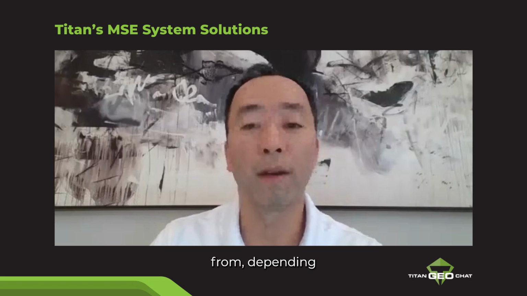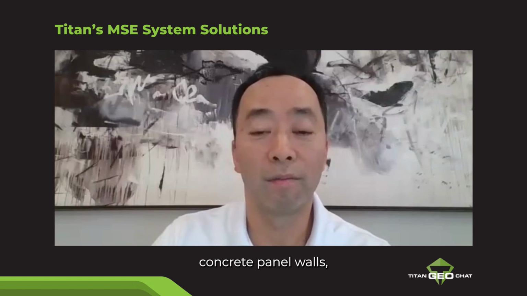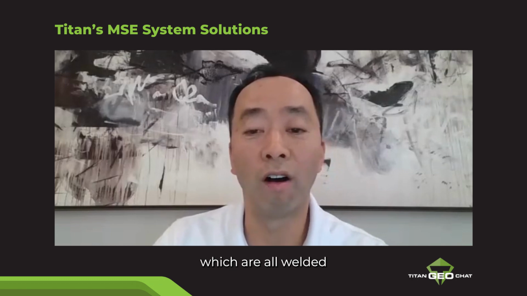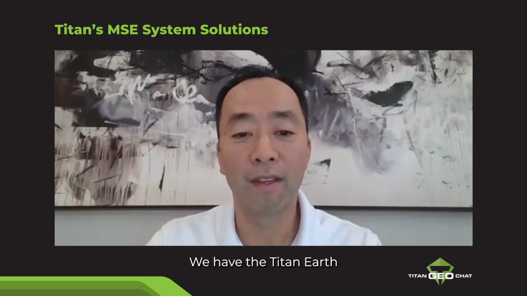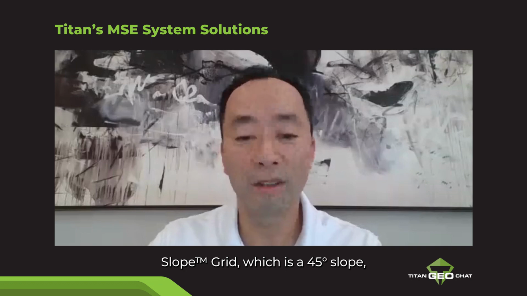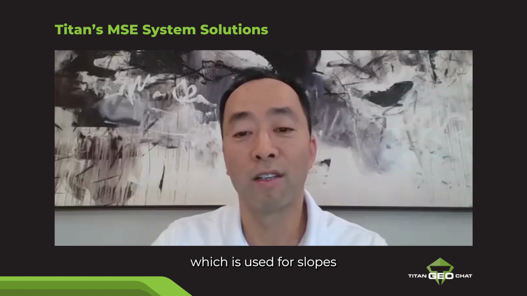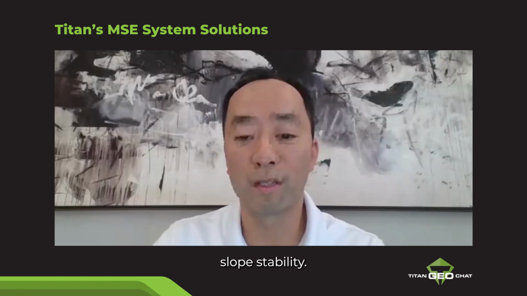There are several different types of MSE walls and slopes that engineers can choose from, depending on the performance requirements. Some of these systems are precast concrete panel walls; Titan Earth Wall, Stony, Tempest, and Veggie, which are all welded wire form basket walls; and Titan Earth Slope Honeycomb, which is an HDPE stacked geocell wall. We have the Titan Earth Slope Grid, which is a 45-degree slope, the Titan Earth Slope Blanket, which is used for slopes less than 35 degrees. And finally, we have soil anchors, which are used for superficial slope stability.